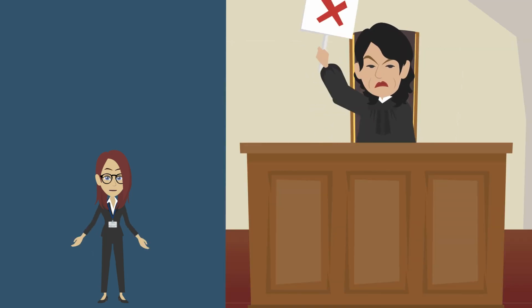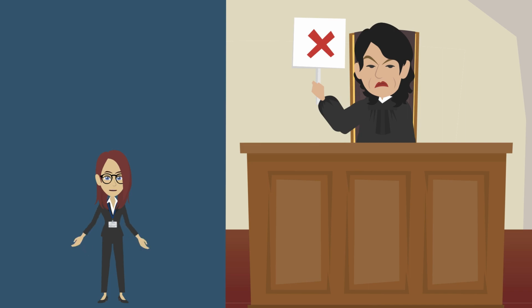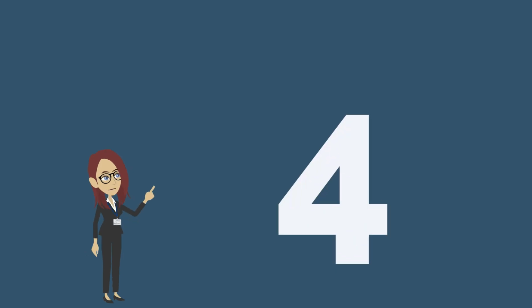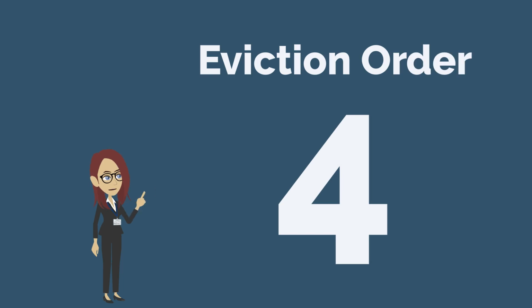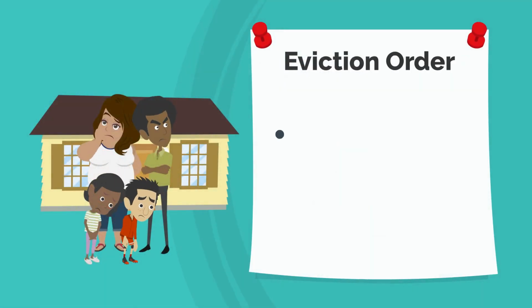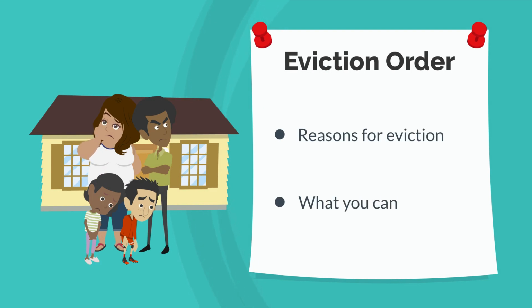If the Landlord and Tenant Board decides to evict your client, they'll be in step 4 of the eviction process. Step 4 is the eviction order. This order will set out the reasons for the eviction, but it might also give your client some information on things that they can do to stop the eviction.